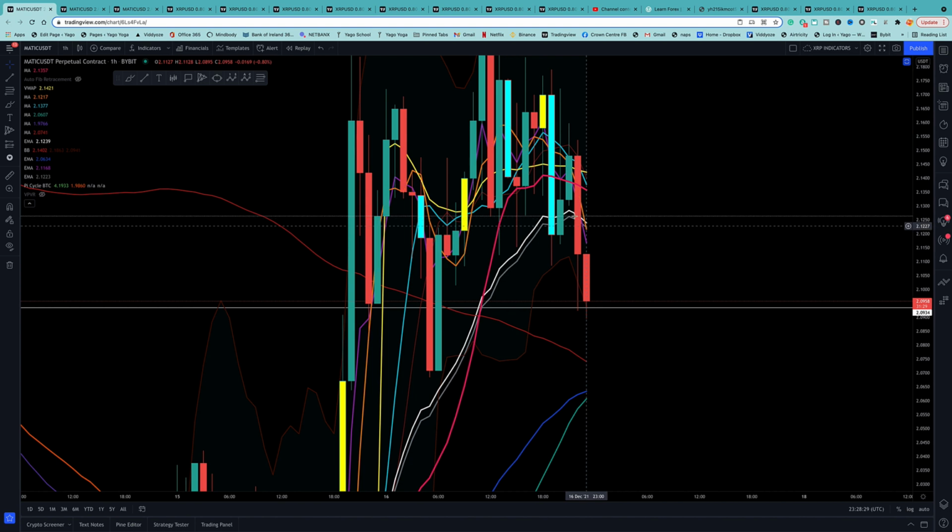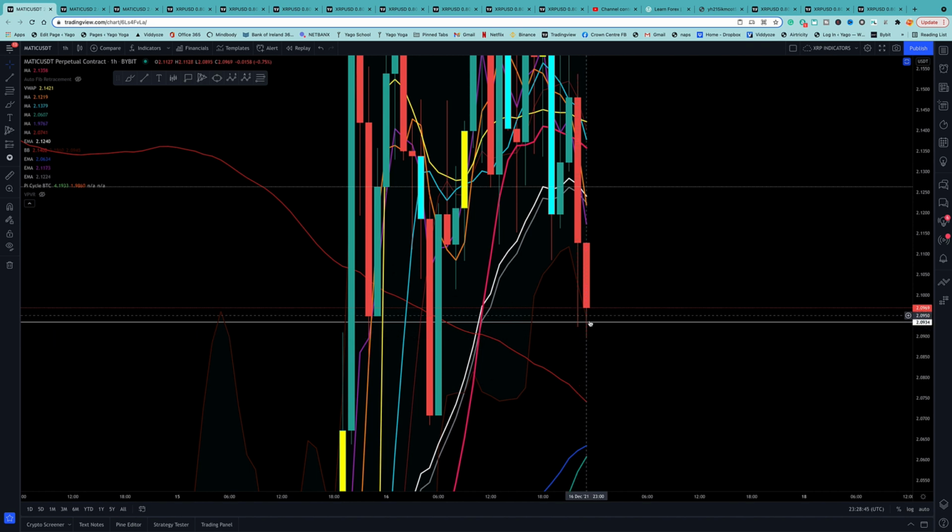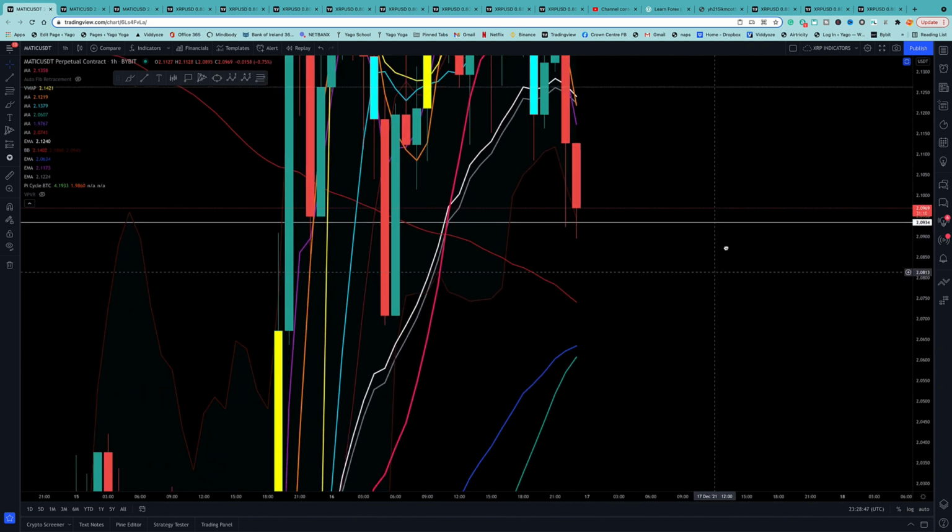And look at the EMAs, the 20 EMA there. Look at how much they're curving there. And again, they don't curve too quickly, too easily. So you can see there's a lot of effort in getting this candle down. It looks like it wants to break the Bollinger Band.